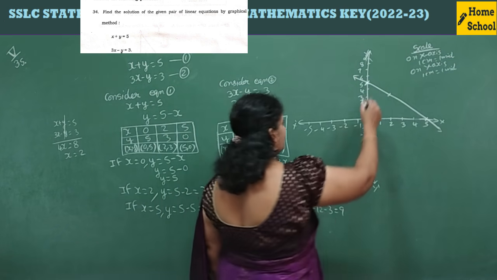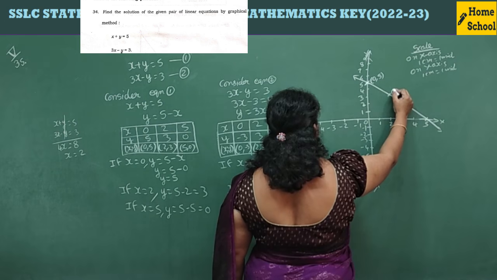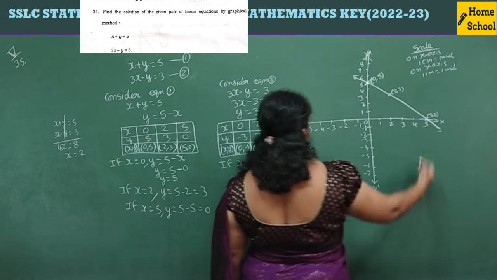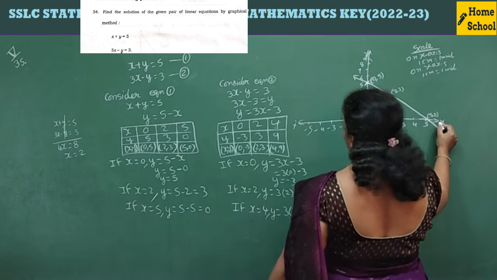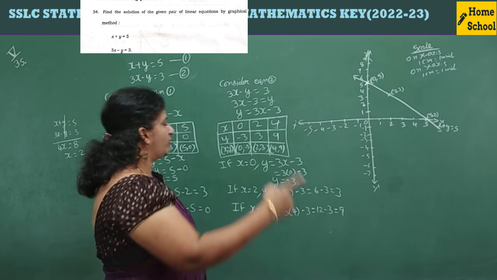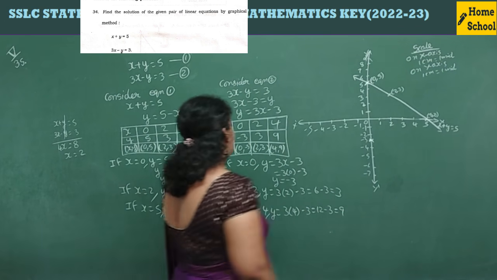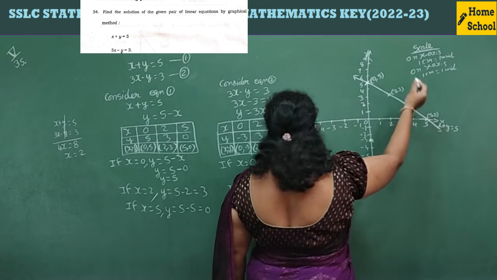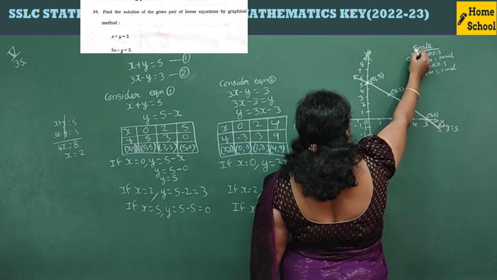And now next step. Write the coordinates: 0, 5 and this is 2, 3 and this is 5, 0. What is this line's equation? x plus y is equal to 5. Okay. Now coming to your next table. 0, minus 3 here. 2, 3, the same coordinate. 4, 9. So somewhere you are going to get it here.